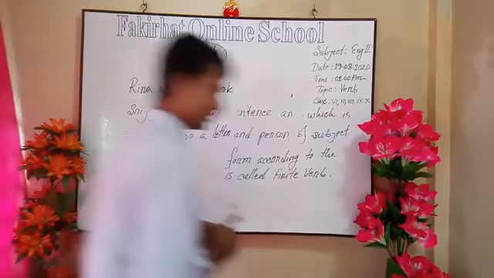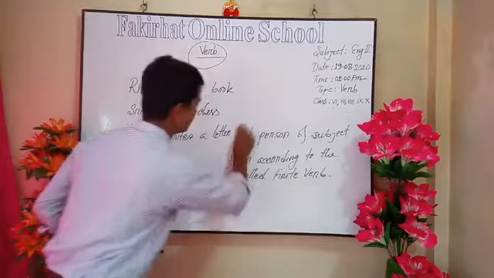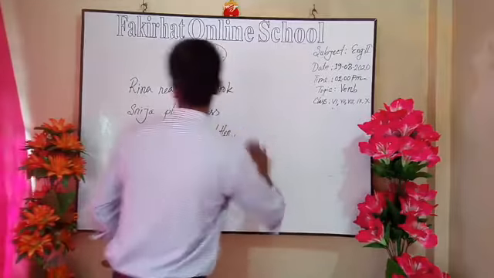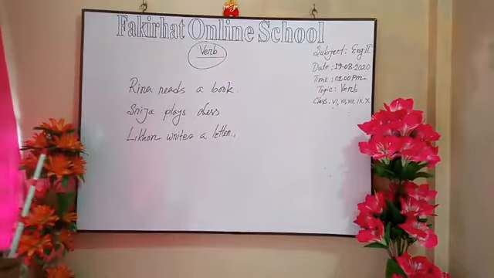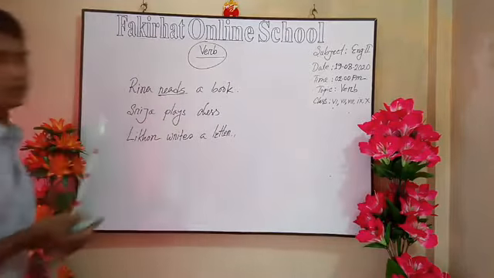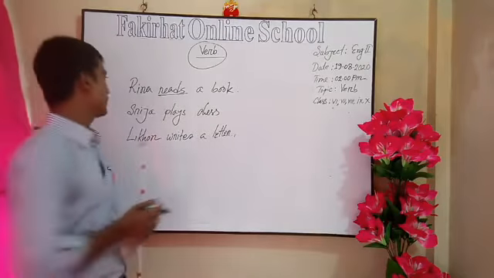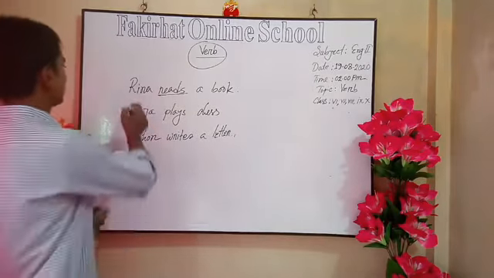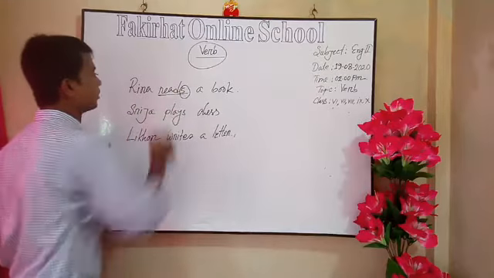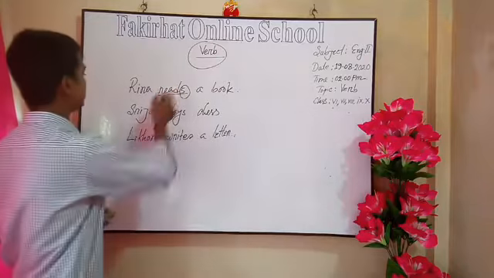Okay, dear students, look at these three examples of finite verb. In the first sentence, Rina reads a book. Here, the finite verb is reads. This is a simple present tense and subject is third person singular number. That's why verb plus s or es. So this verb is a finite verb.